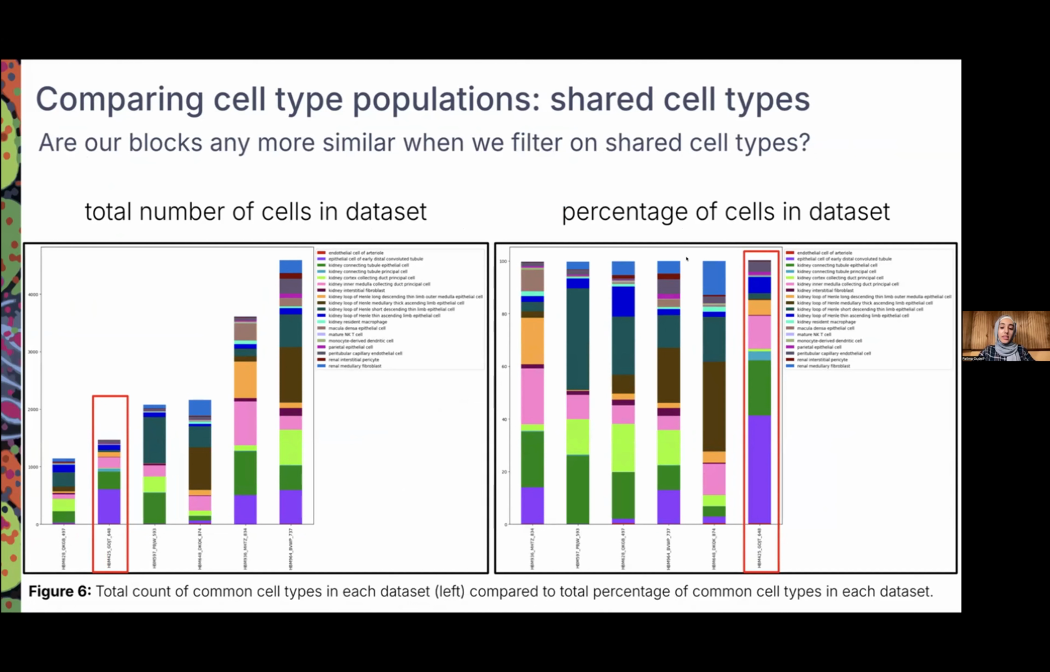So similar to the previous slide, these figures are showing cell type compositions, but this time we filtered the data sets on the cell types that are common amongst all data sets. I again highlighted in the red box that same tissue block that didn't collide with the renal medulla. And notice how it looks a lot more different in cell composition than the other 5 data sets. Especially in the figure on the right, you can see how much more different it is than the other data sets in terms of cell composition on the cell types that are common amongst all data sets.